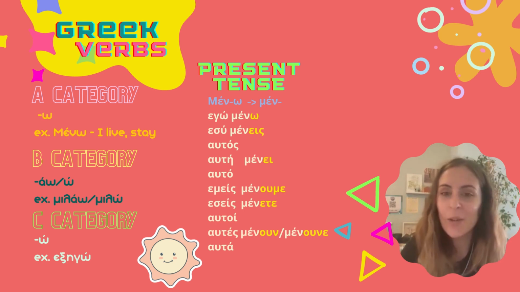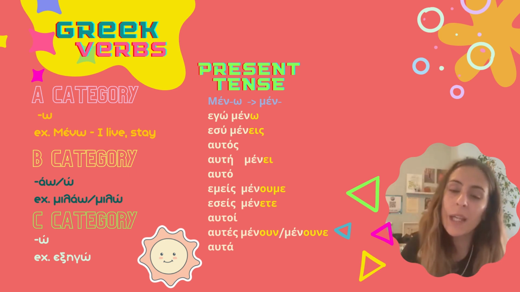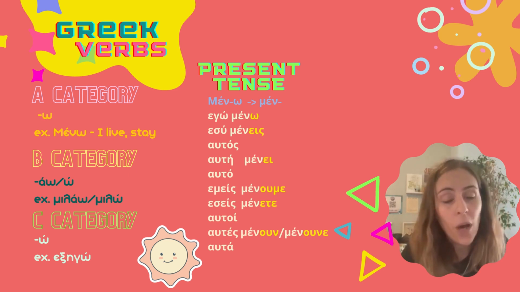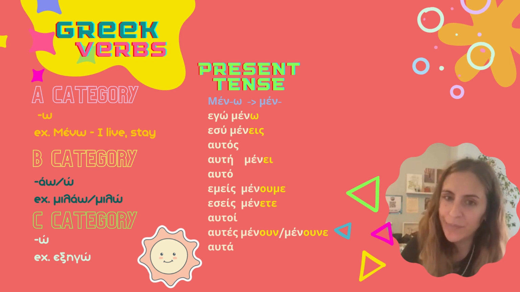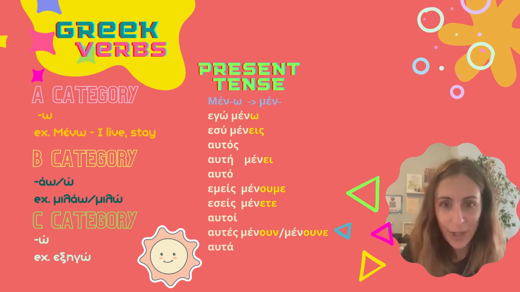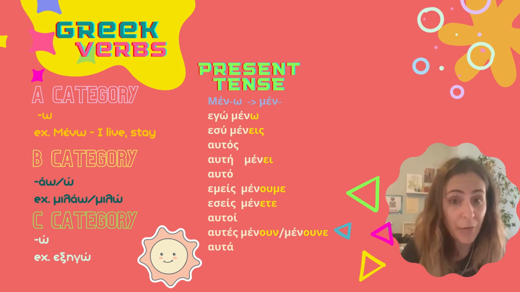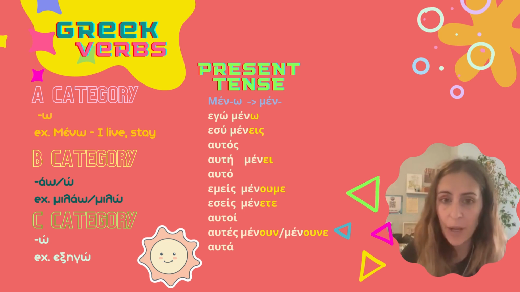The second category of verbs is the category having verbs ending in ao, o with stress. So ao can become o with stress. Ao, o. For example, μιλάω or μιλώ, I speak, talk. And the third category of verbs is the category that has verbs which end in o with stress. For example, the verb εξηγώ, I explain.